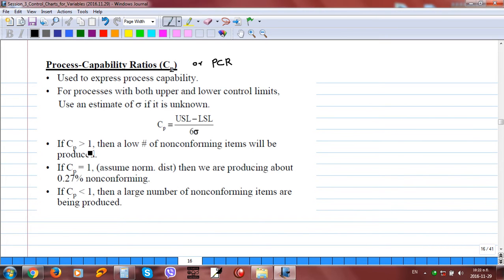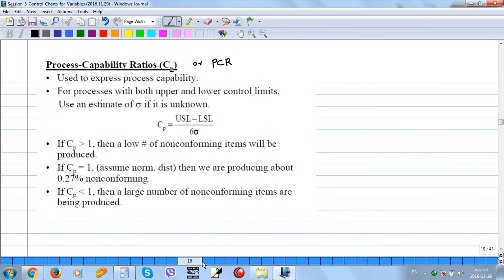If Cp is greater than 1, it means high performance. If Cp equals 1, that is also good, assuming the data is normally distributed. If Cp is less than 1, then a large number of non-conforming items are being produced. It means there are so many defective items being produced, and the process is not a good process.